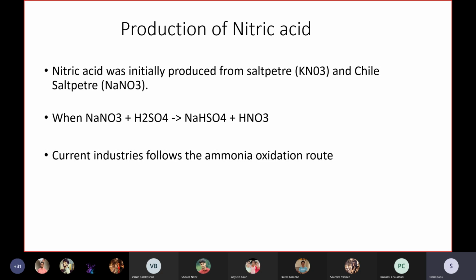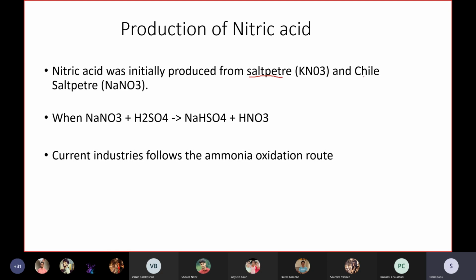Nitric acid was initially produced around Second World War time. They produced it from saltpeter and chili saltpeter, that is from potassium nitrate and sodium nitrate. These two are directly available underground.